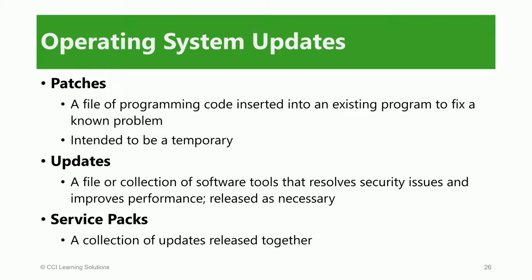Updates are a file or collection of software tools that resolve security issues and improve performance and are released as necessary. Service packs are a collection of updates released together. So they always will start off with patches, then they'll go into updates, and then lastly service packs once they have enough updates.